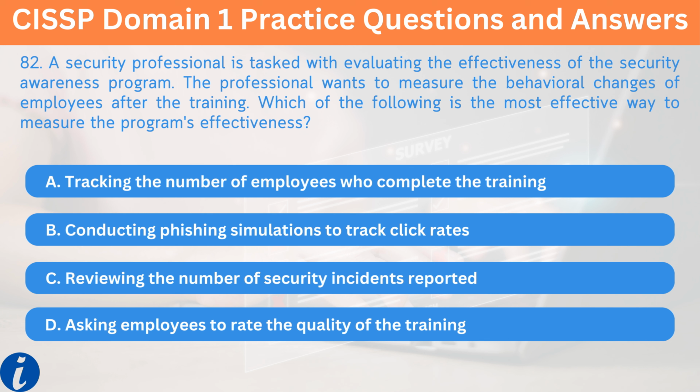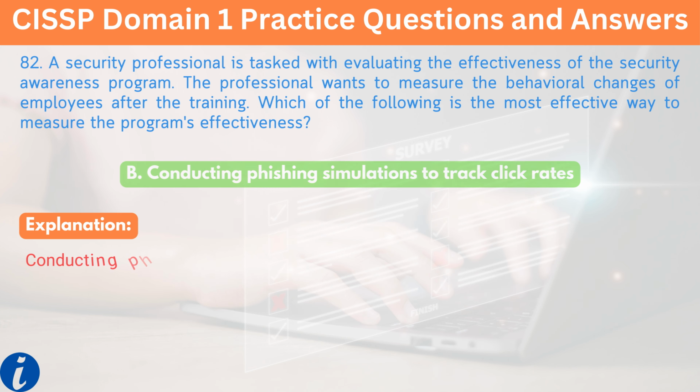82. A security professional is tasked with evaluating the effectiveness of the security awareness program. The professional wants to measure the behavioral changes of employees after the training. Which of the following is the most effective way to measure the program's effectiveness? A. Tracking the number of employees who complete the training. B. Conducting phishing simulations to track click rates. C. Reviewing the number of security incidents reported. D. Asking employees to rate the quality of the training. The correct answer is B.